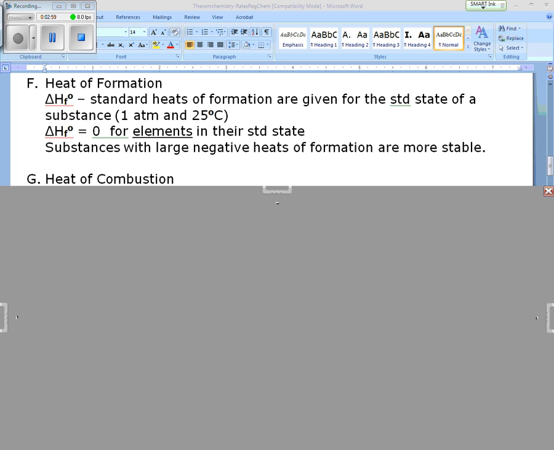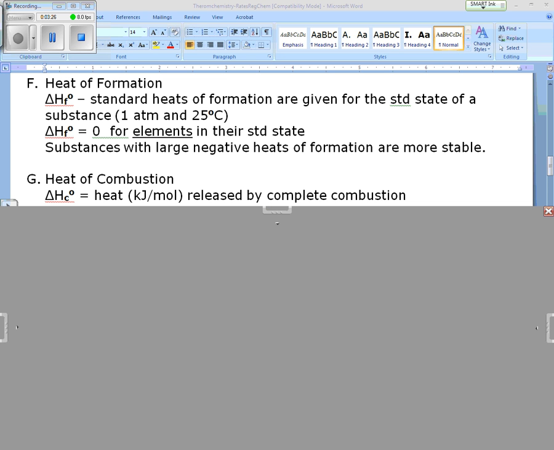Another heat of. Here is heat of combustion. So what do you think heat of combustion is? It's the heat given off when something combusts, right? And combustion is where we're burning something. So the symbol for that is delta H, or your change in heat for combustion. That's what the little C means.